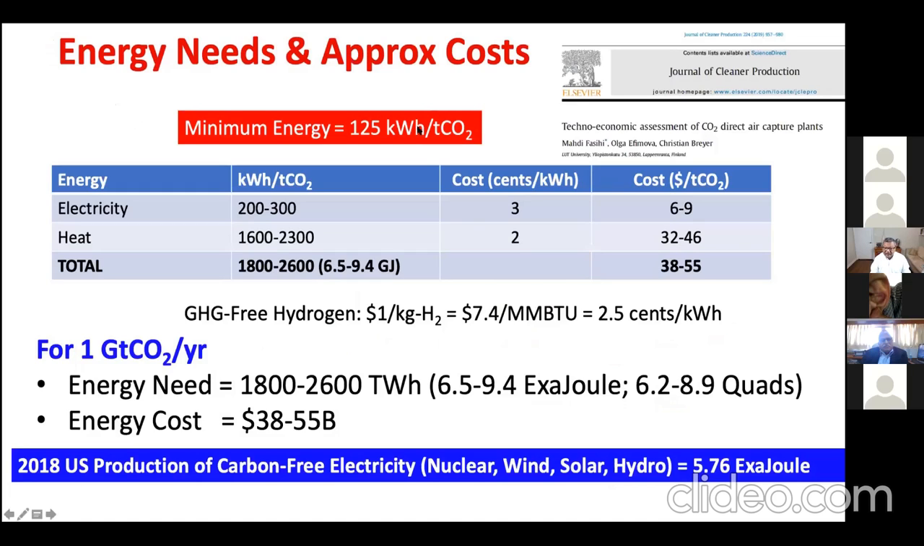It is fairly easy to calculate the minimum work, the minimum energy that is needed for the entropy of mixing. And for atmospheric CO2, that's about 125 kilowatt hours per ton of CO2 that you remove. Today's techniques are a factor of 20 higher. And at that factor of 20, it is going to be impossible, because if I were to remove 1 gigaton of CO2 per year, I would use up all the carbon-free electricity produced in the United States, including nuclear, wind, solar, and hydro. It's about 6 exajoules.